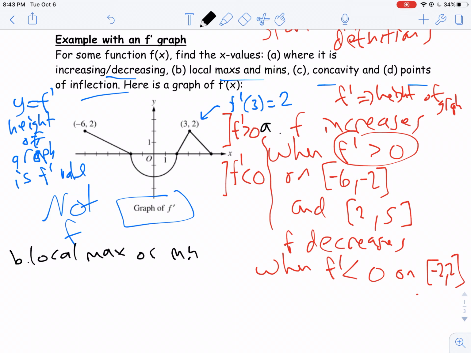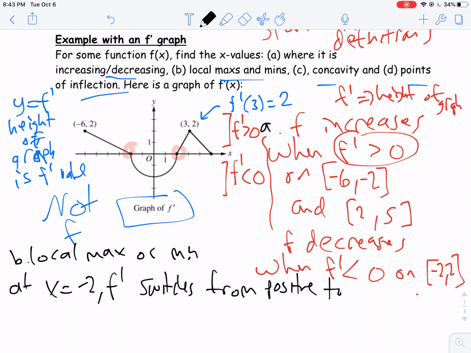So that's going to happen. My first derivative is positive then negative. I see a switch right there, and I see another switch right there. Let's see what's going on at each of those points. If we look at x equals -2, my f prime switches from positive to negative. f prime switches from positive to negative. So if my slope is positive and then negative, it is a local maximum.